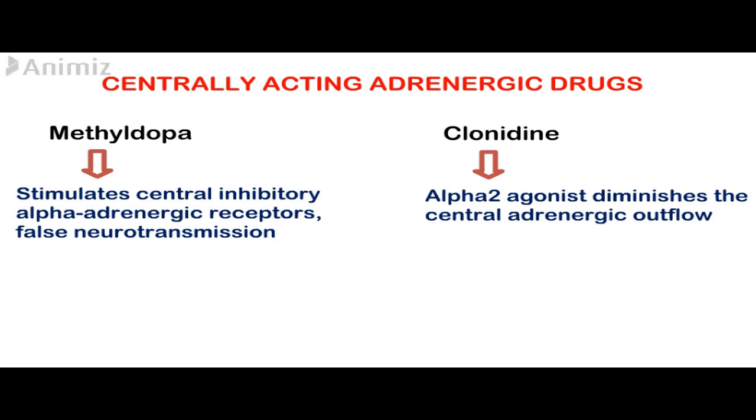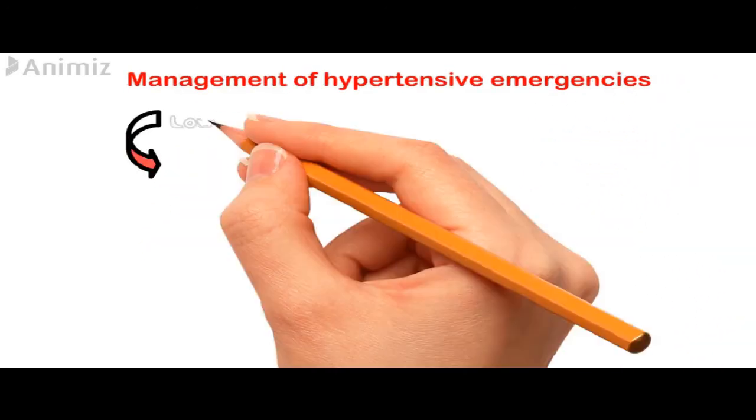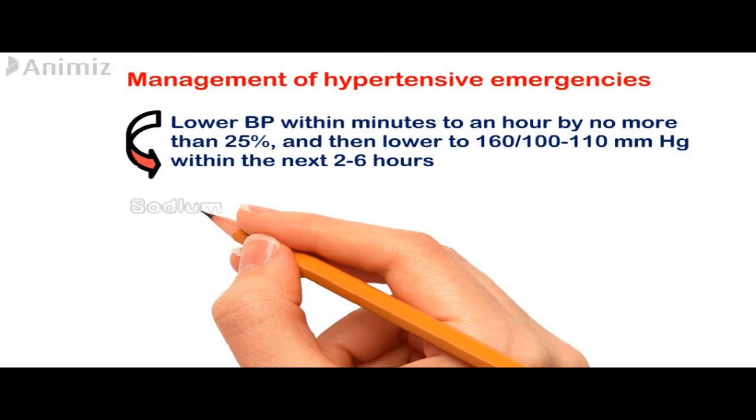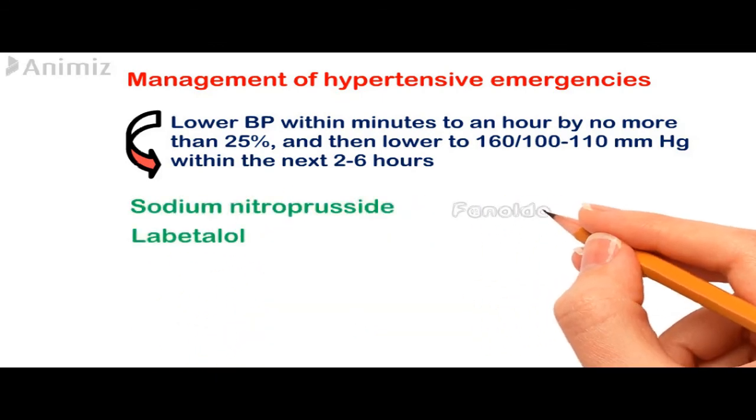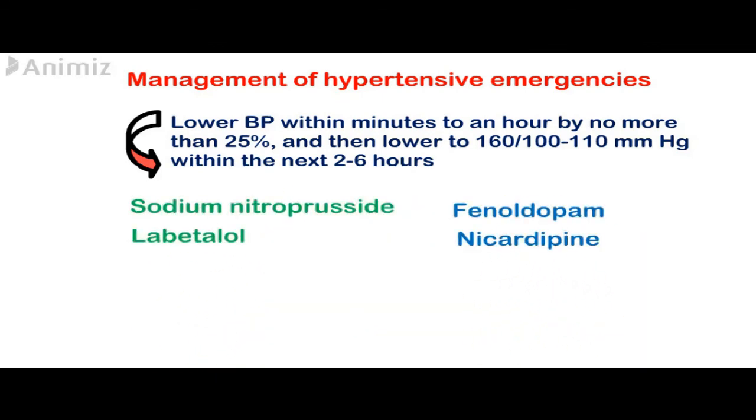So if the patient has a hypertensive emergency, which is when the systolic blood pressure is more than 180 or the diastolic blood pressure is more than 120, the blood pressure should be aggressively lowered within minutes to 1 hour by no more than 25%, and then lowered to 160 over 100 within the next 2 to 6 hours. The drugs that can be used for this condition are all given intravenously, which are sodium nitroprusside, labetalol, fenoldopam, or nicardipine.